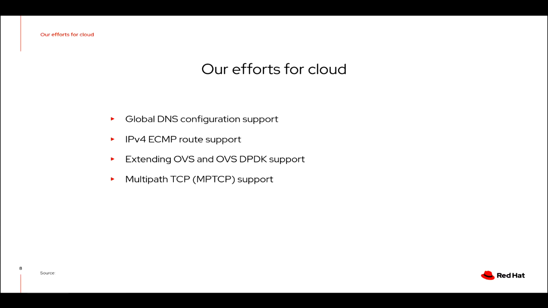Right, so recently we introduced some features that I consider quite great and quite related to cloud environments. We, for example, support global DNS configuration, and this is something really useful for OpenShift people. This is why we did it, because they were asking for it. Also, the IPv4 ECMP support for routes is quite useful there too. We have been extending OVS and OVS DPDK support because in OpenStack, almost everything is software-defined network, and they use OVS and OVN everywhere. So this was basically a must, and the users of OpenStack that want to integrate Network Manager were asking for this.